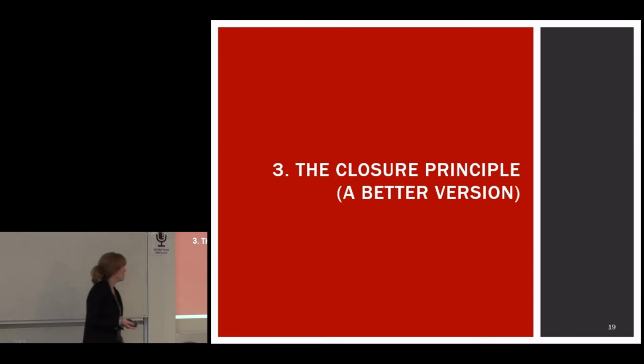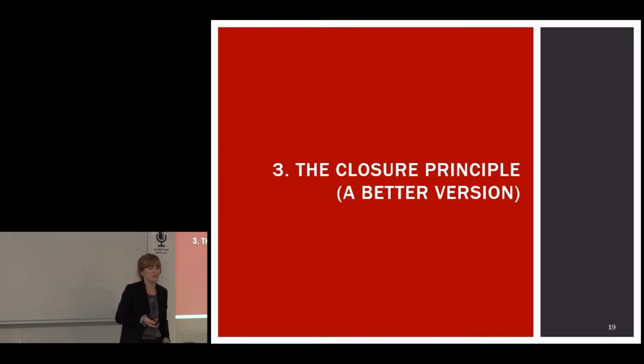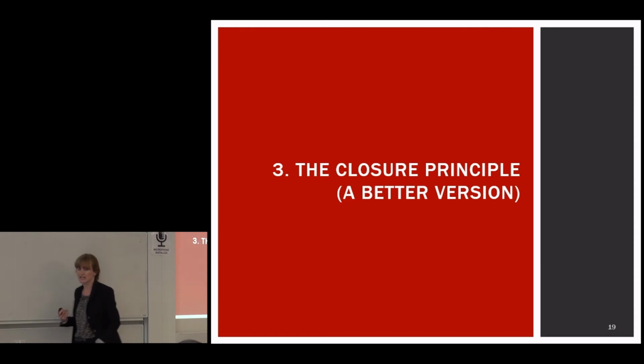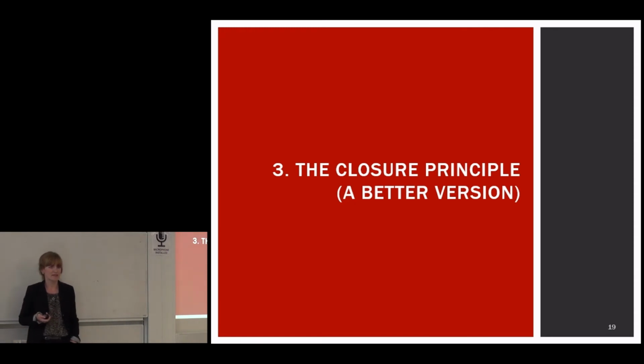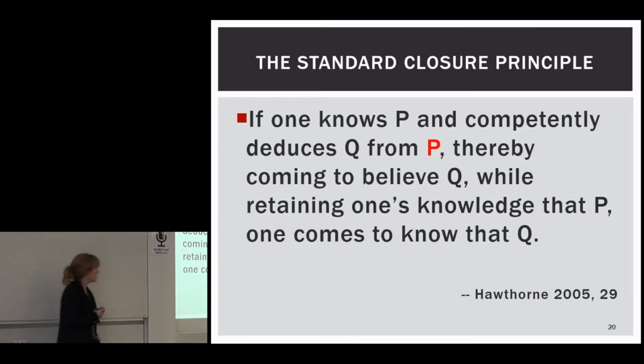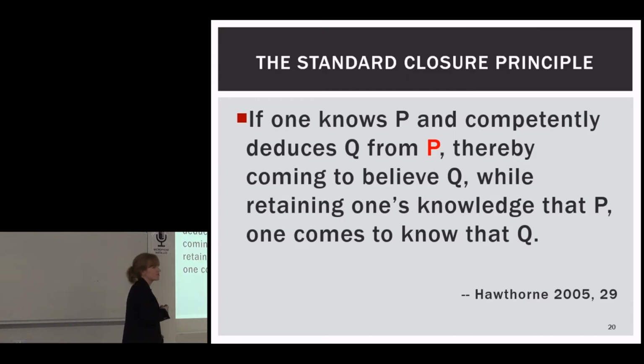I promised you that I could try to formulate the closure principle so that it would be better protected against this paradoxical class of cases. And now I'm going to try to do it. I think the problem in Hawthorne's formulation of the closure principle is right here. You start by stipulating that the subject knows that P. So far, so good. And then that they competently deduce Q from P.